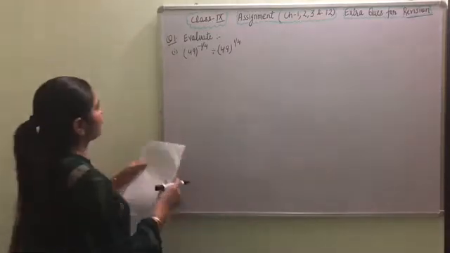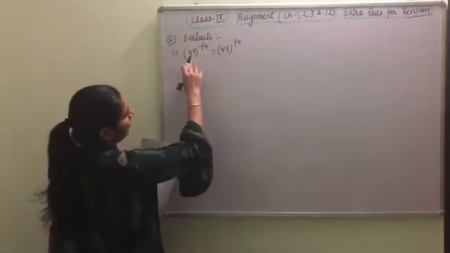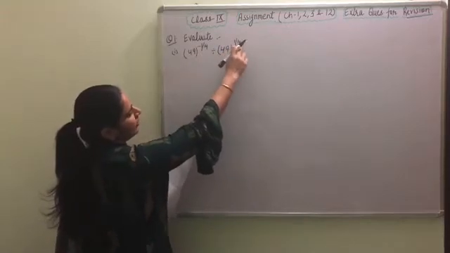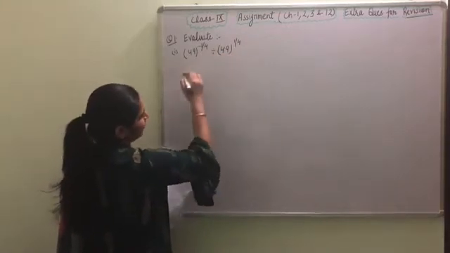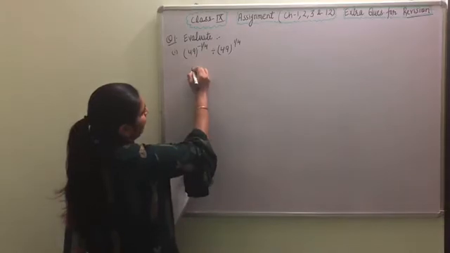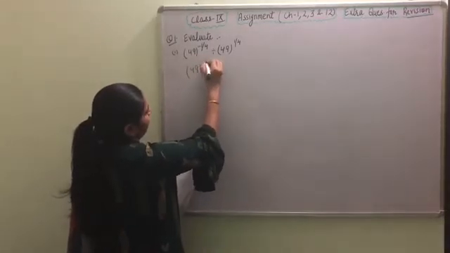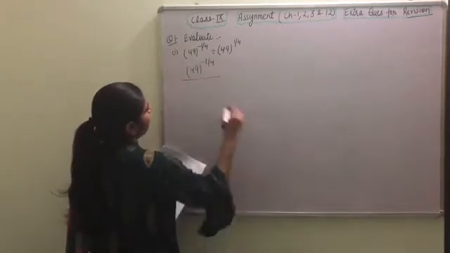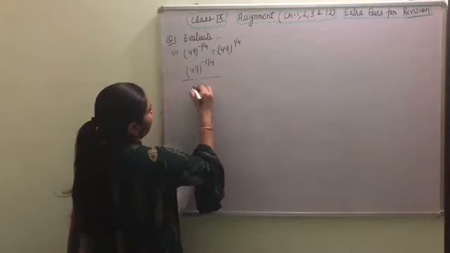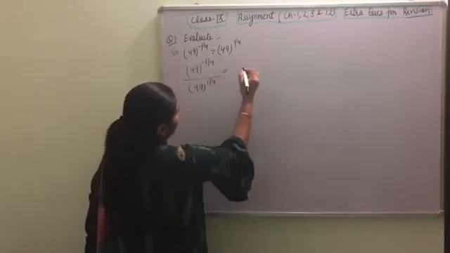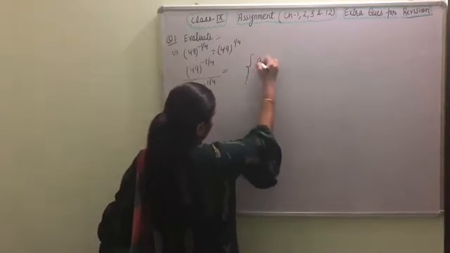Okay. Question 1. Evaluate 49 raised to the power minus 1 by 4 divided by 49 raised to the power 1 by 4. Laws of exponent will apply here. Here we can write this as 49 raised to the power minus 1 by 4 divided by 49 raised to the power plus 1 by 4, which is equal to, here I am writing the laws of exponent.